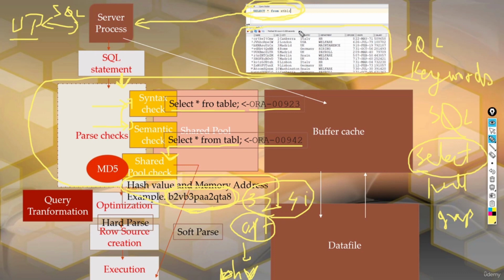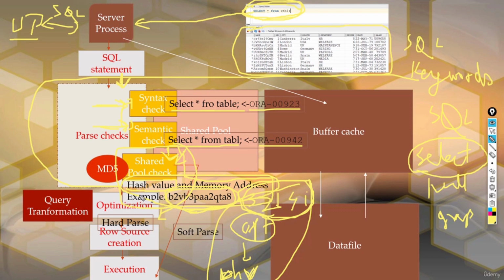But if these details do not already exist in the shared SQL area or the shared pool, then Oracle has to create them again in this step, the shared pool check. If the information already exists, Oracle will just check the syntax and the semantics, then go directly to the optimization phase. If it does not exist, it has to pass through the shared pool check and then go to the optimization phase.